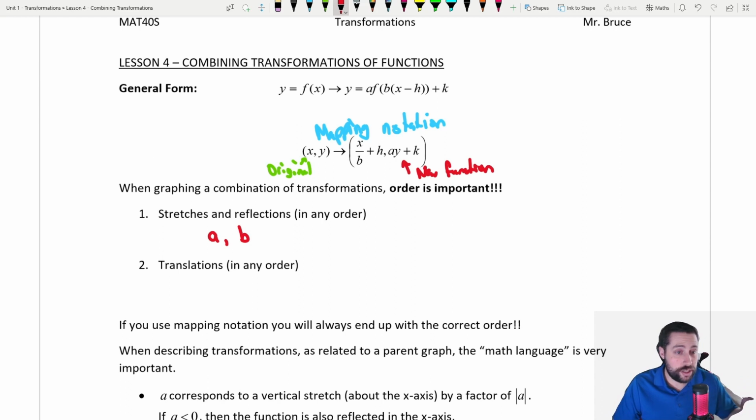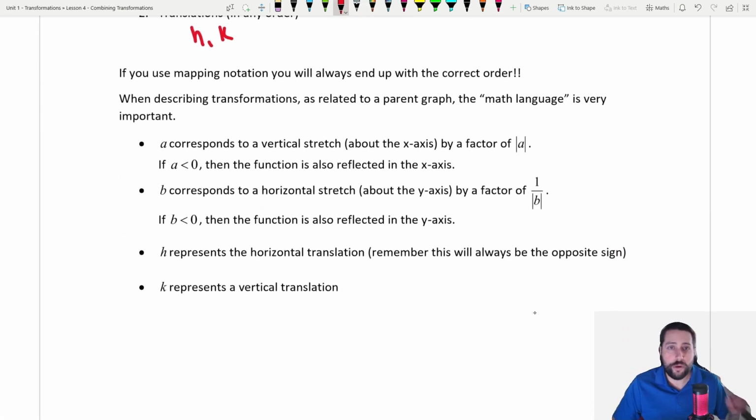Translations, so those are your shifts. That's your movement. They can be done in any order as well. So that's your H and K. So if you want, you can do your horizontal stretch and reflection first, or your vertical stretch and reflection first, and then the same thing can be said for the translations. You can do your vertical translation first or your horizontal translation first. It really doesn't matter. If you use mapping notation, you will always end up with the correct order.